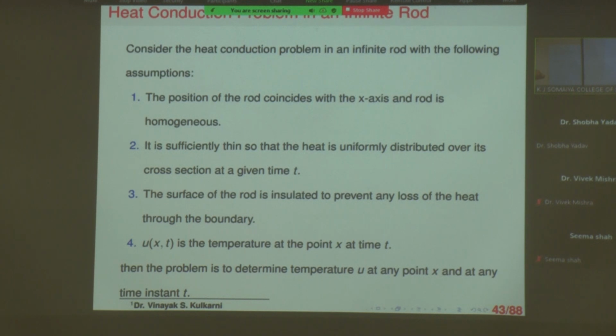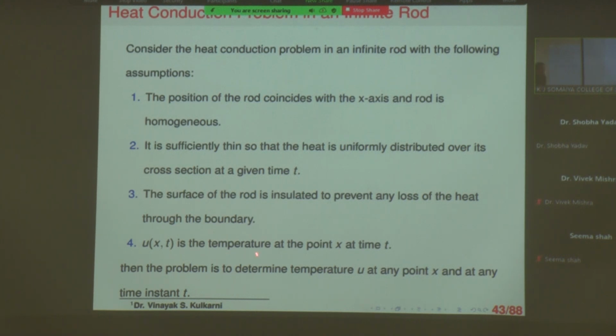Otherwise, I will have to consider the radial direction and its thickness along the diameter. So many other physical parameters will come into the picture. That type of problem also can be done, but right now this is just the initial stage, so we are discussing one-dimensional problems only. So it's thin. Okay, heat is uniformly distributed over a cross section at a given time instant t. The surface of the rod is insulated. Surface of the rod is insulated means there is no heat exchange between this particular circumference and the surrounding media. Insulated means no heat exchange through the outer layer of the rod.